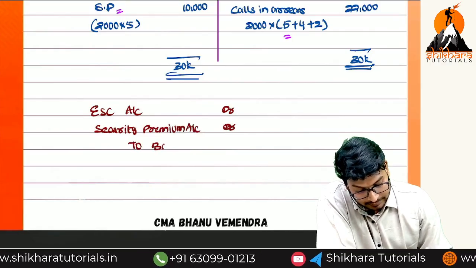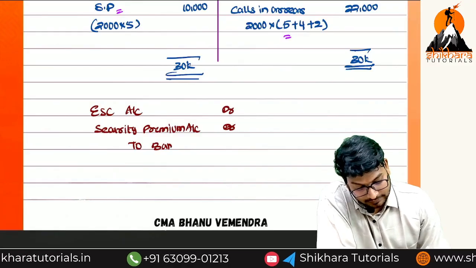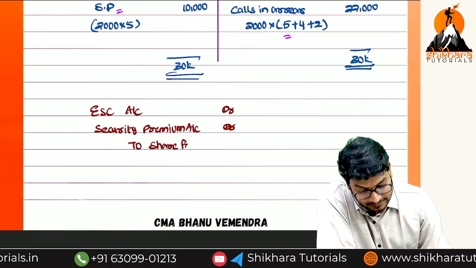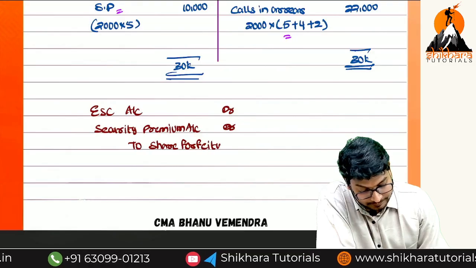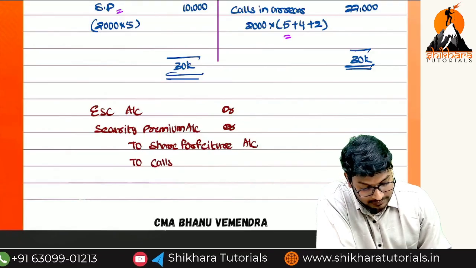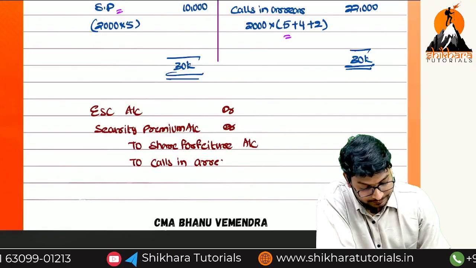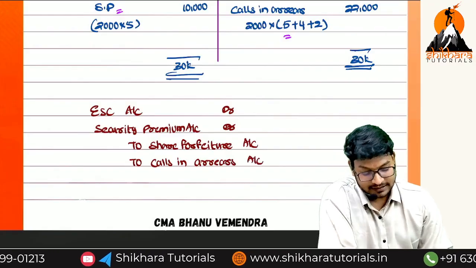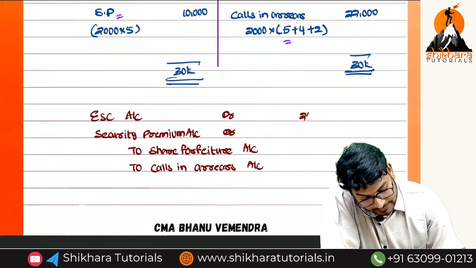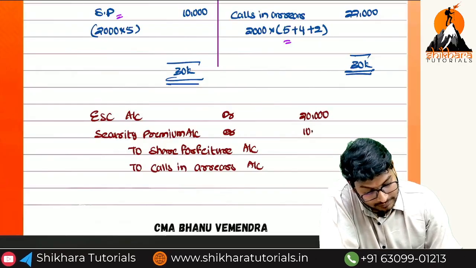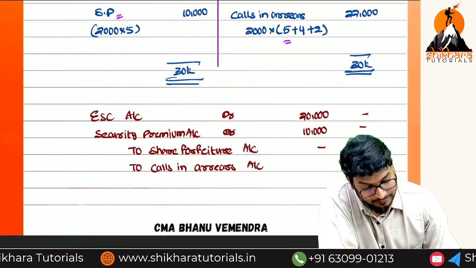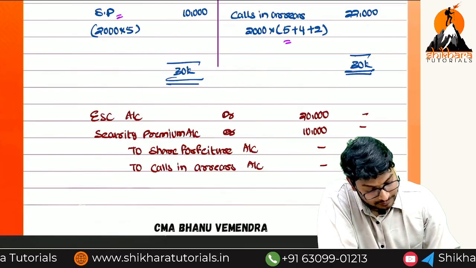to bank account we should not write. Instead of bank we should write the share forfeiture account. And next, to calls in arrears. Can you say the amounts? 20, 10. 20,000 here, 10,000 for securities premium, 8,000 for forfeiture, and 22,000 for calls.